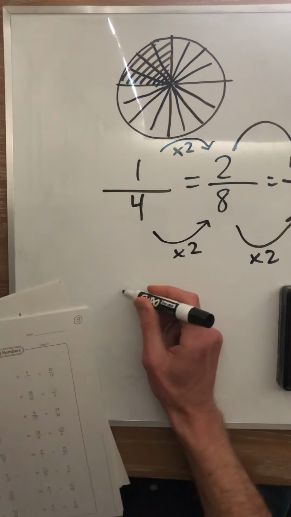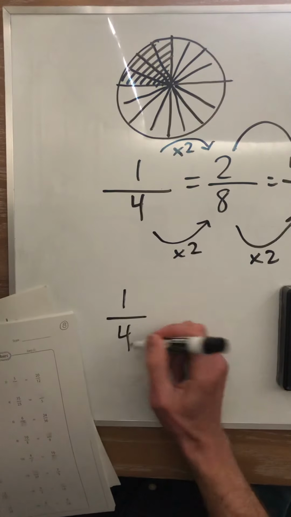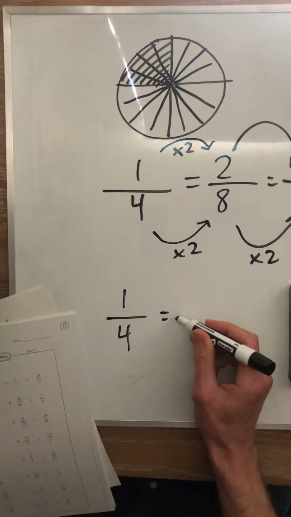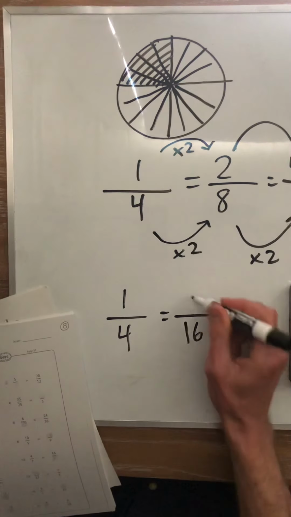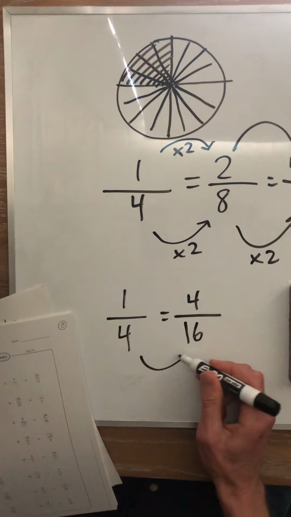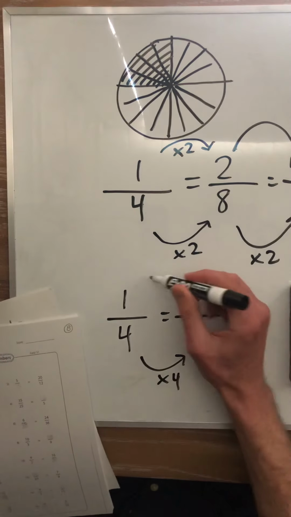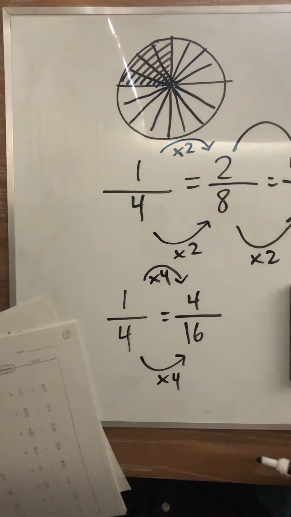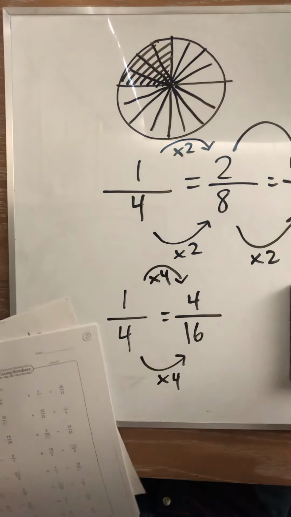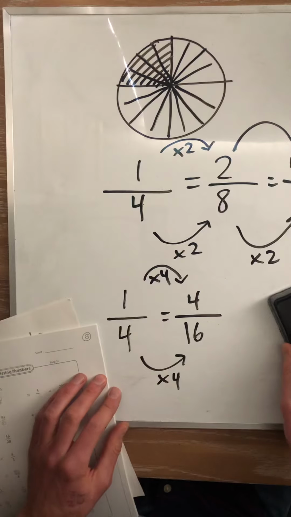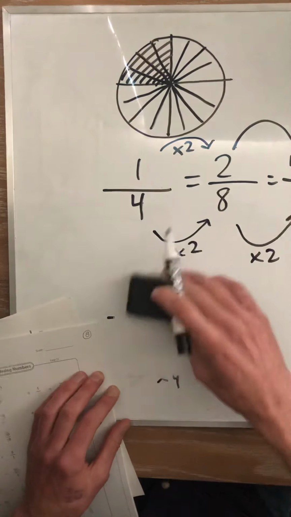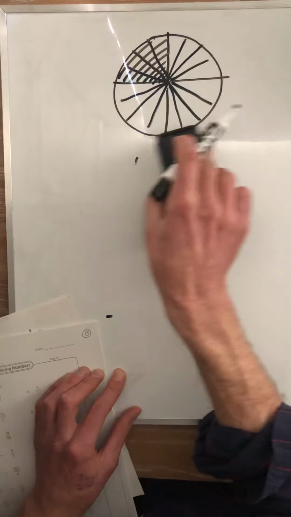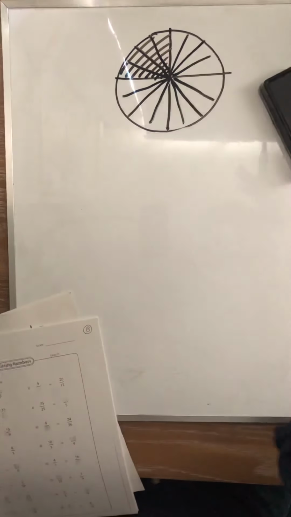And if I wanted to, I could have just gone from 1/4 to 4/16 if I would have cut each piece into 4 pieces, in which case I would have multiplied by 4. So whatever you do to the top, you do the bottom. Whatever you do to the bottom, you do the top. So the pieces might be getting smaller, but you get more of them.